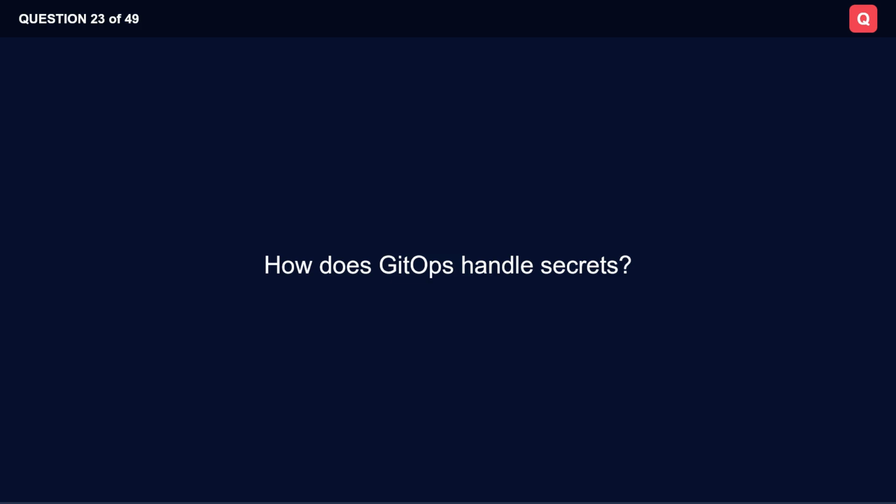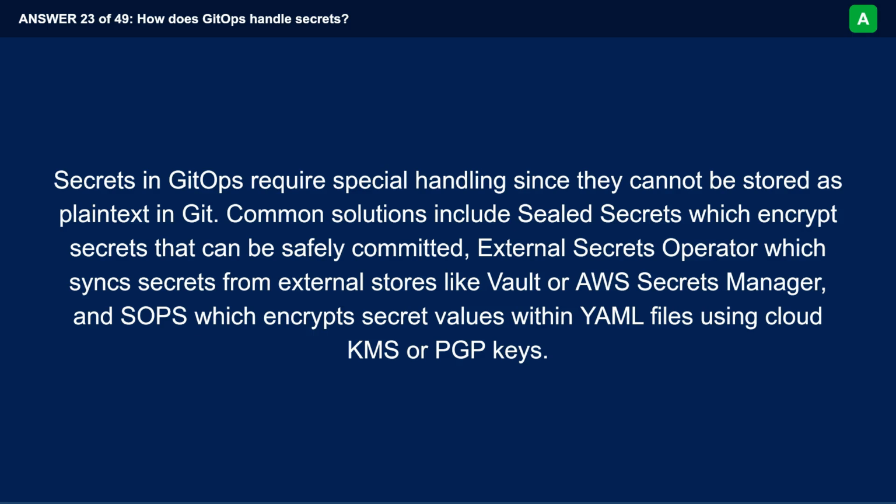How does GitOps handle secrets? Secrets in GitOps require special handling since they cannot be stored as plain text in Git. Common solutions include Sealed Secrets, which encrypt secrets that can be safely committed; External Secrets Operator, which syncs secrets from external stores like Vault or AWS Secrets Manager; and SOPS, which encrypts secret values within YAML files using Cloud KMS or PGP keys.